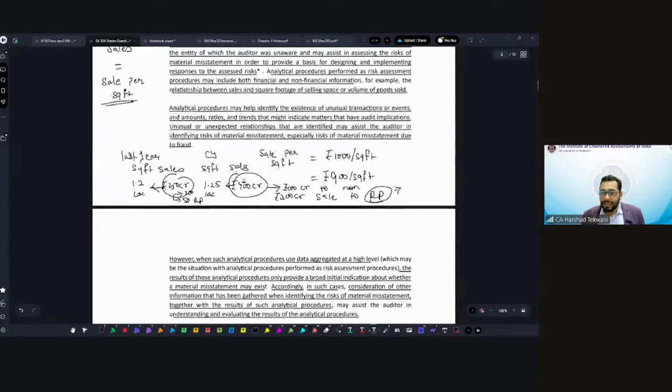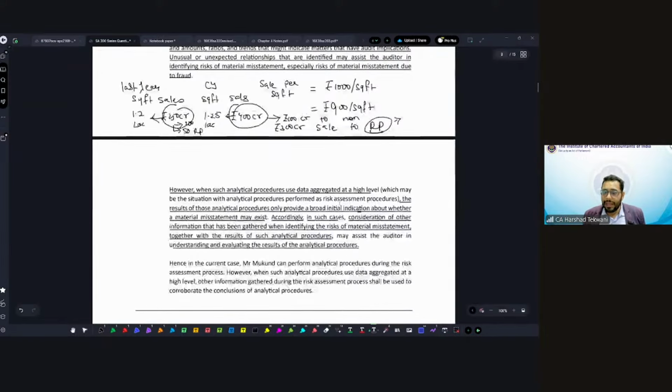For example, this increase in sale but not increase in square foot was not sufficient for me. When I went ahead and did more analytical procedures, more understanding, I identified the mix of the sale to related party and non-related party. In a similar way, analytical procedures with the other information will help you to understand things more appropriately.